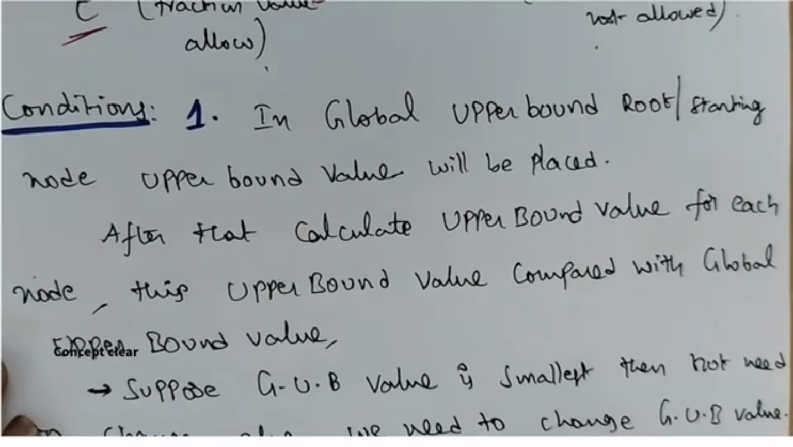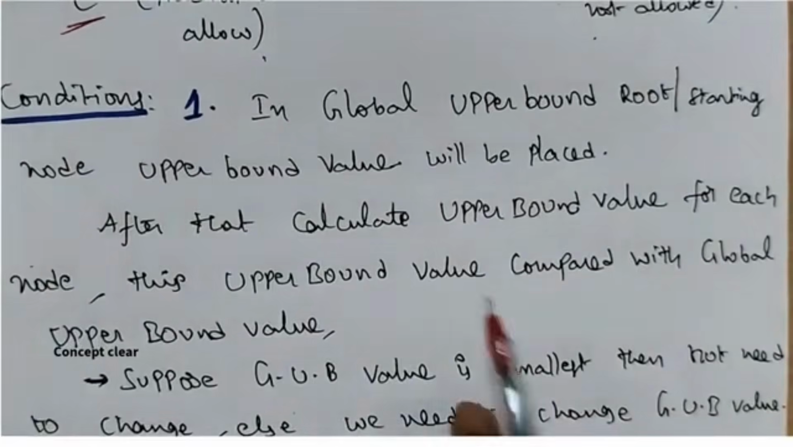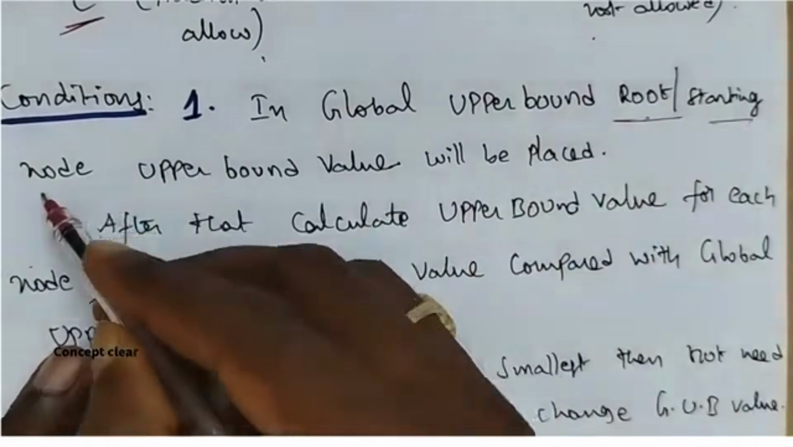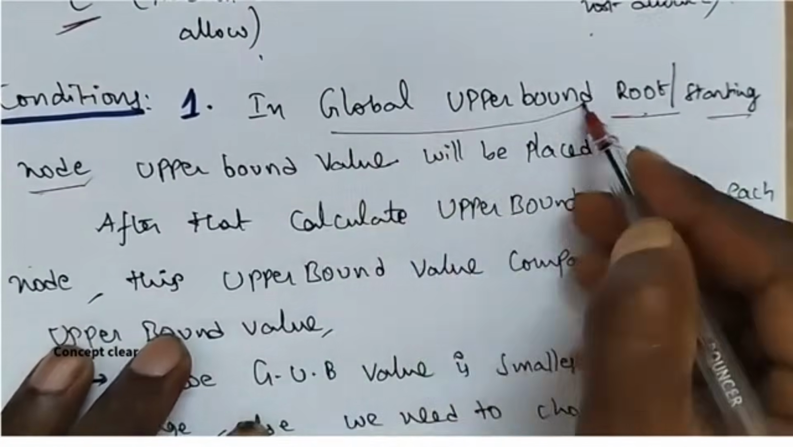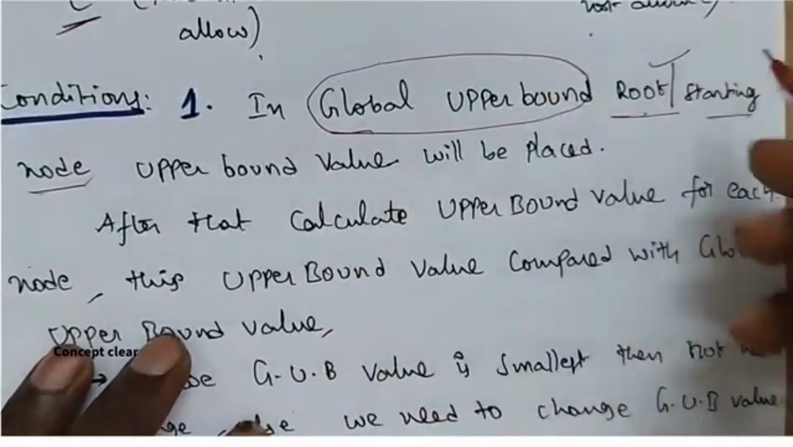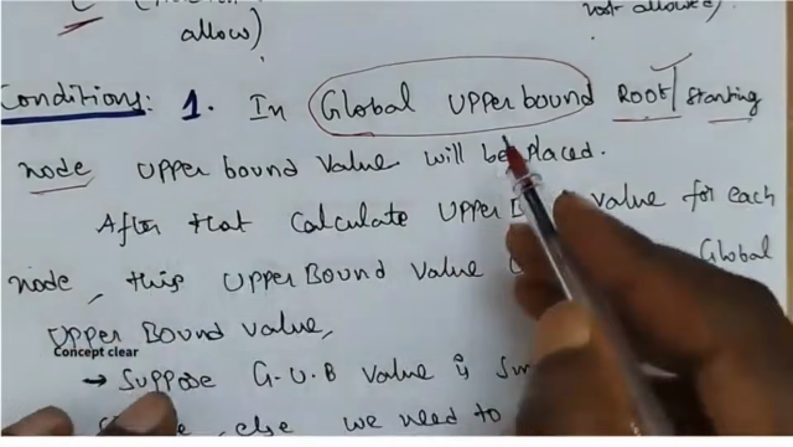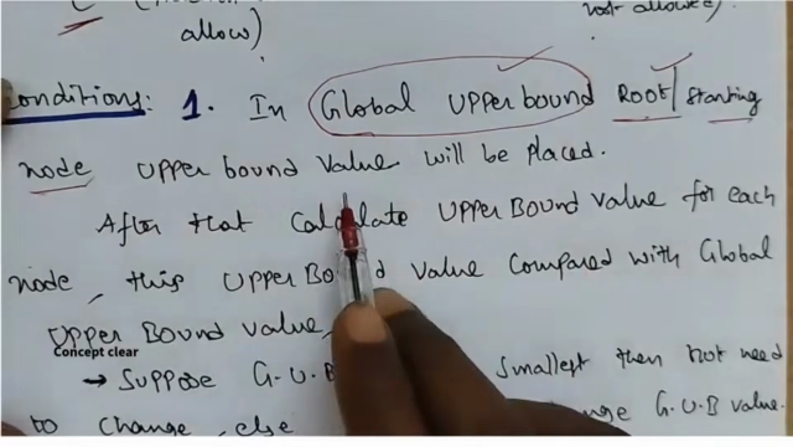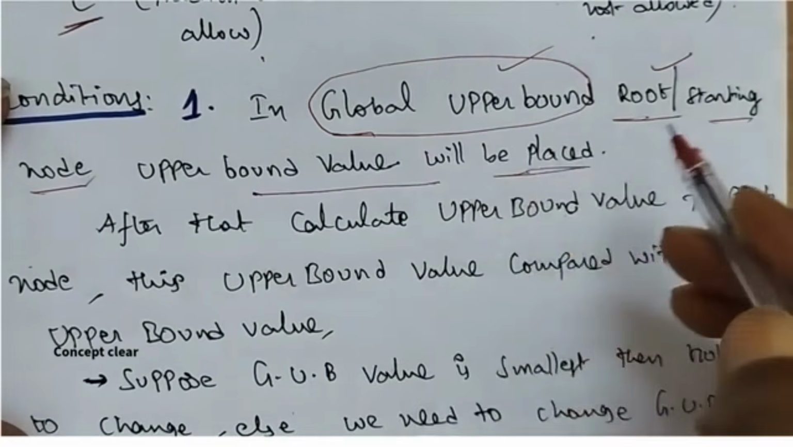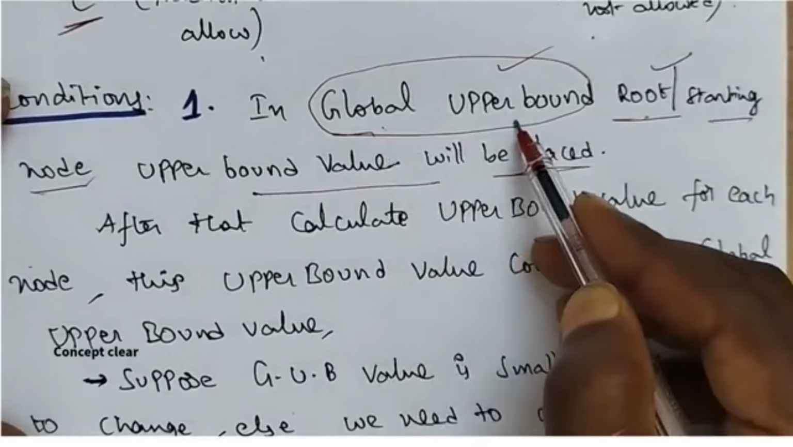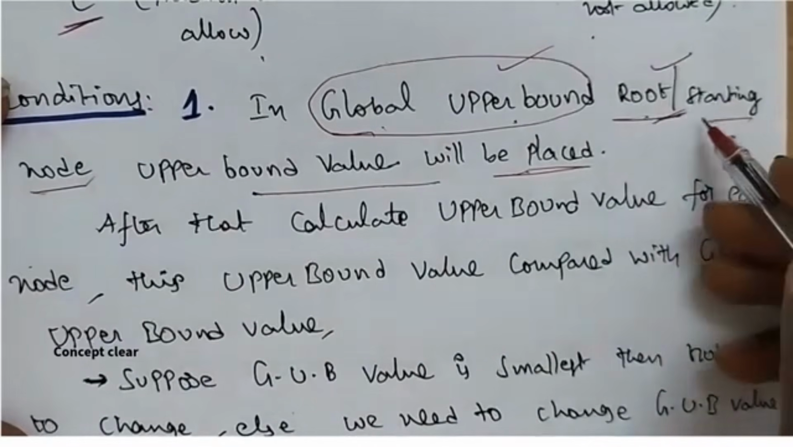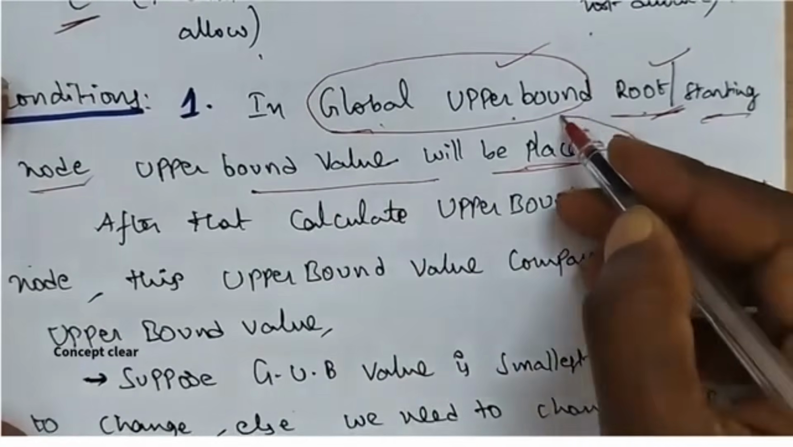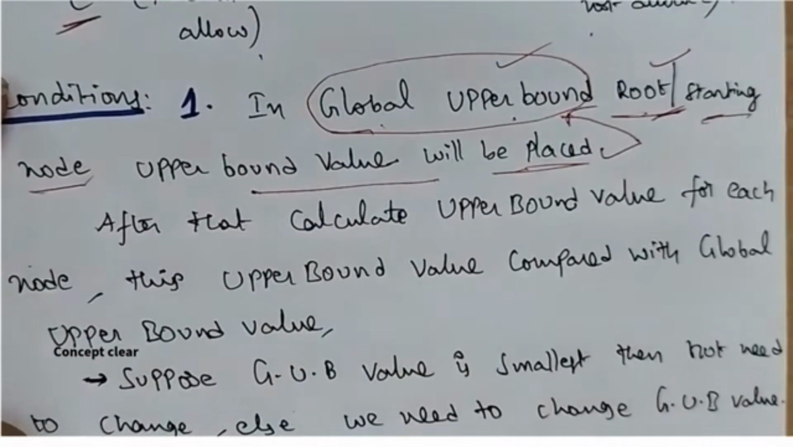Here we have two conditions. The first one is that the global upper bound is the root or starting node. The root or starting node's upper bound value is taken as the global upper bound value.